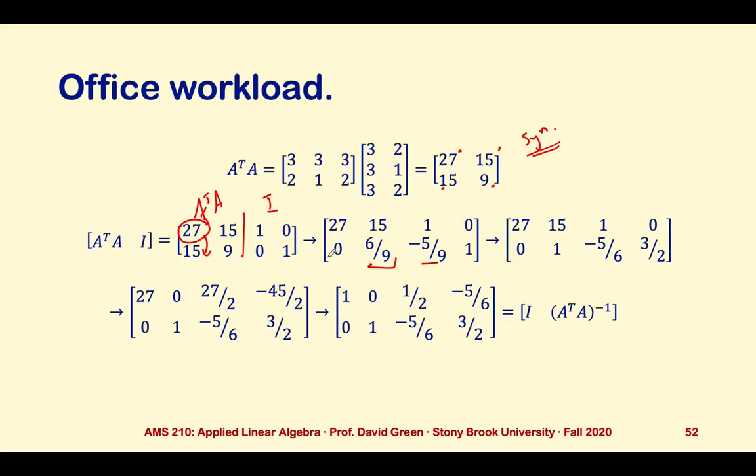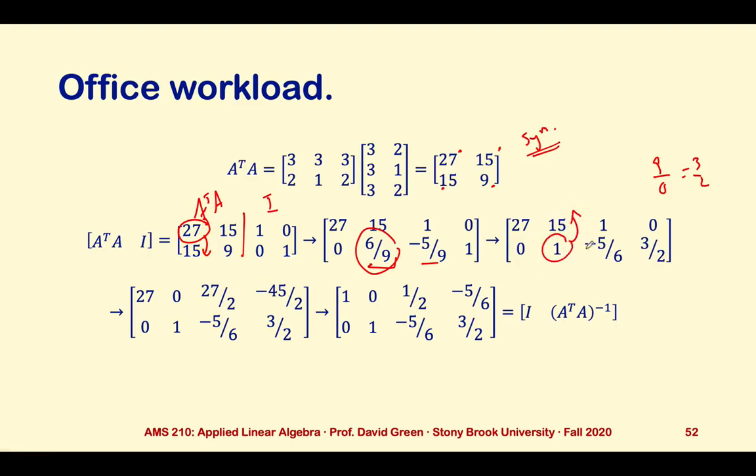Once we have this second row, we can scale this row by multiplying by 9/6. This will give us 1 in the pivot position, 5/6 in the first column of the identity block, and 3/2, because of course 9/6 is 3/2, as our last entry. Once we have this, we can eliminate upwards.